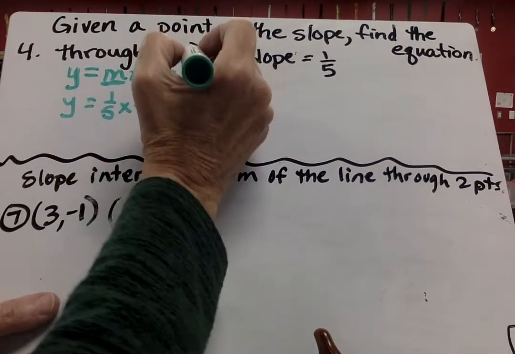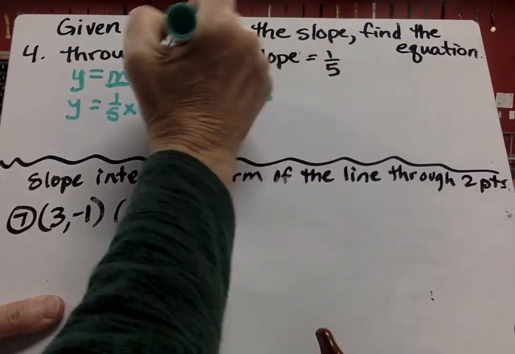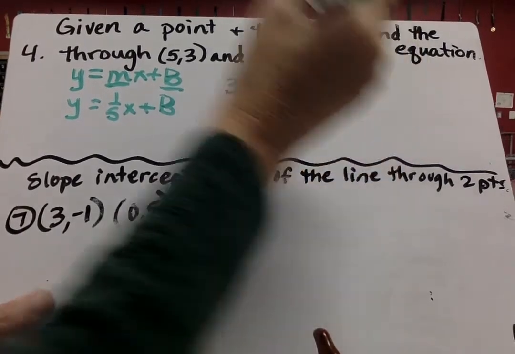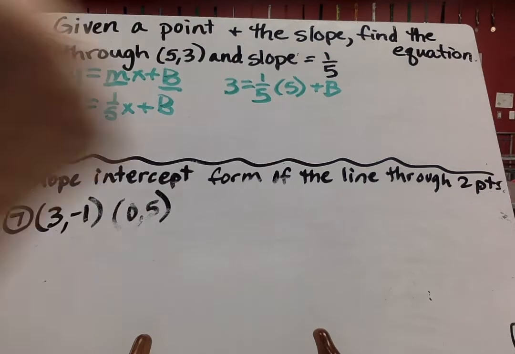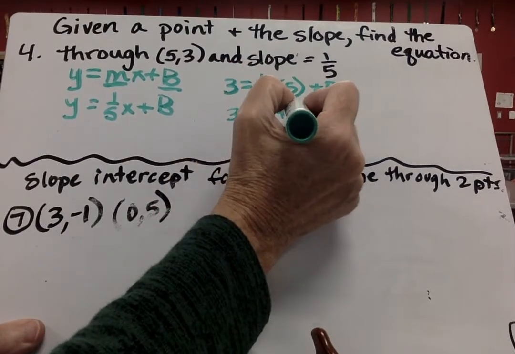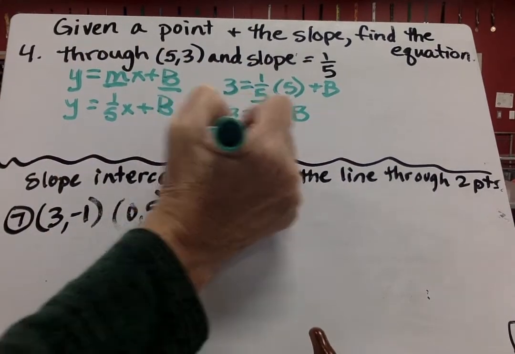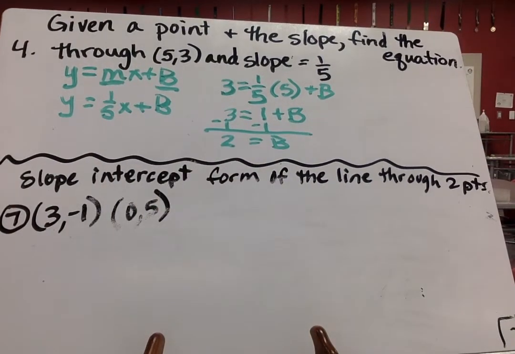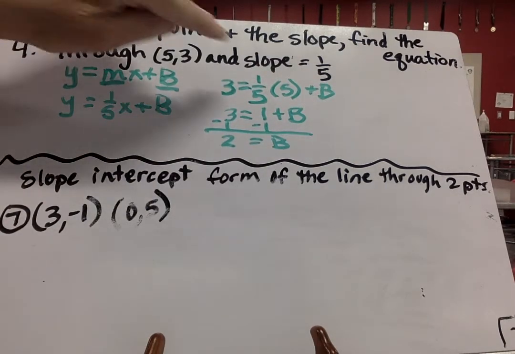So our y is 3, so we say 3 equals 1/5. Our x is going to be 5 plus b. Okay? So then we multiply it out and solve. So we go 3 equals 1/5 times 5 is 1 plus b. Okay? And then we go -1 here, and we see that b equals 2. Okay, we're not done yet. We still have to write the equation that goes through this point and has that slope.